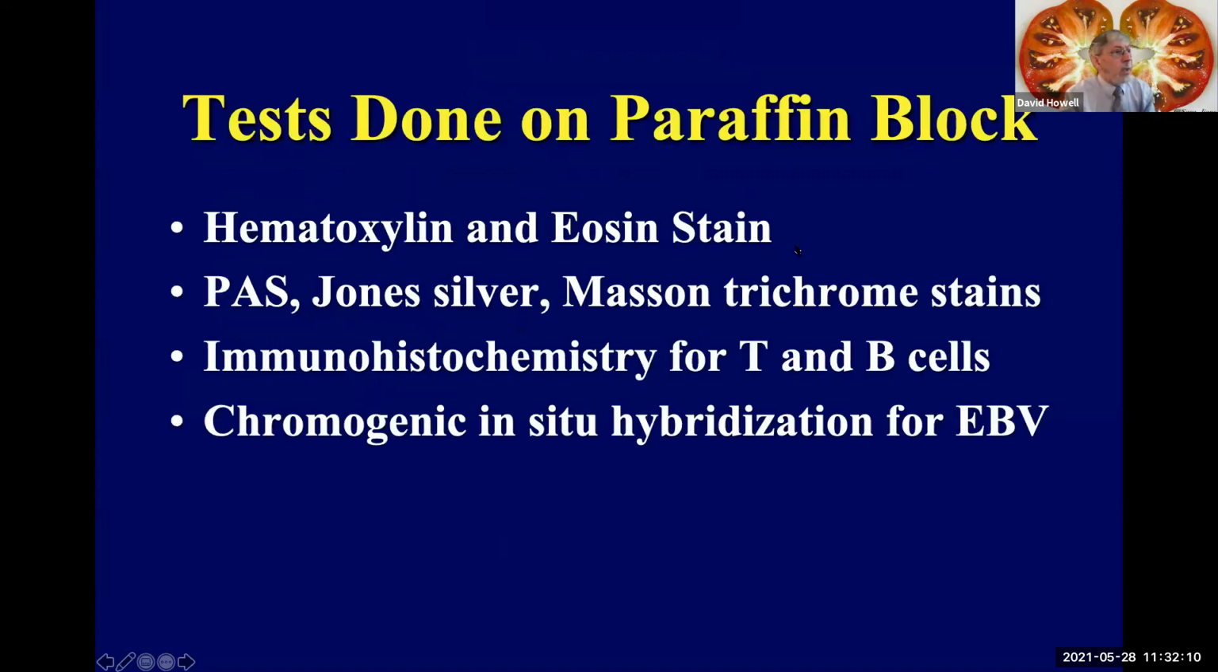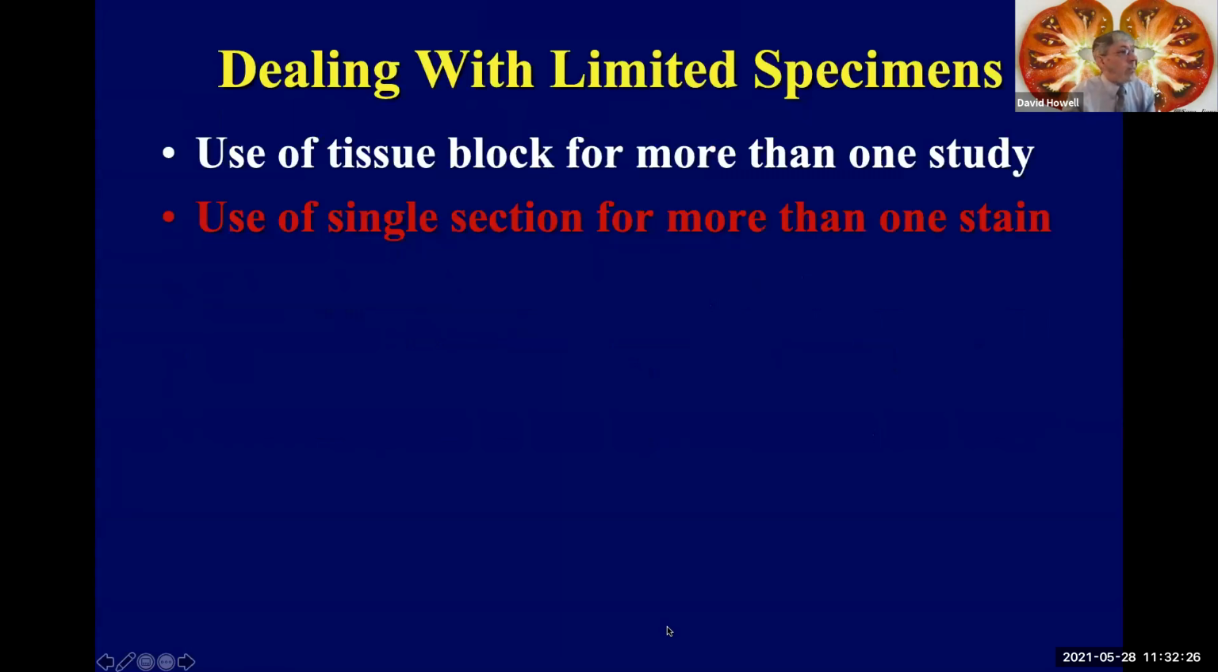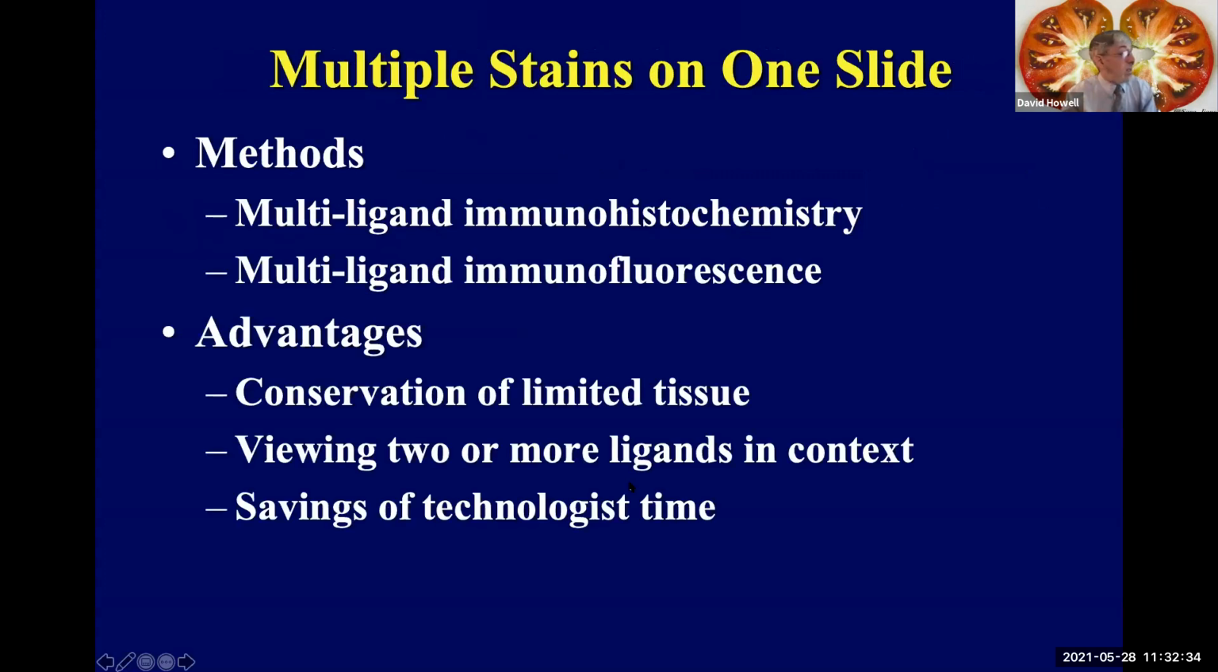So what we've done on this is the H&E stain, some other histochemical stains that I haven't shown you, but I'll show you one in a minute. Immunohistochemistry for T cells and B cells, and chromogenic in situ hybridization for Epstein-Barr virus. A lot of things from a little tiny piece of tissue. The second thing you can do is use a single section of tissue for more than one stain. So getting double duty out of one slide.